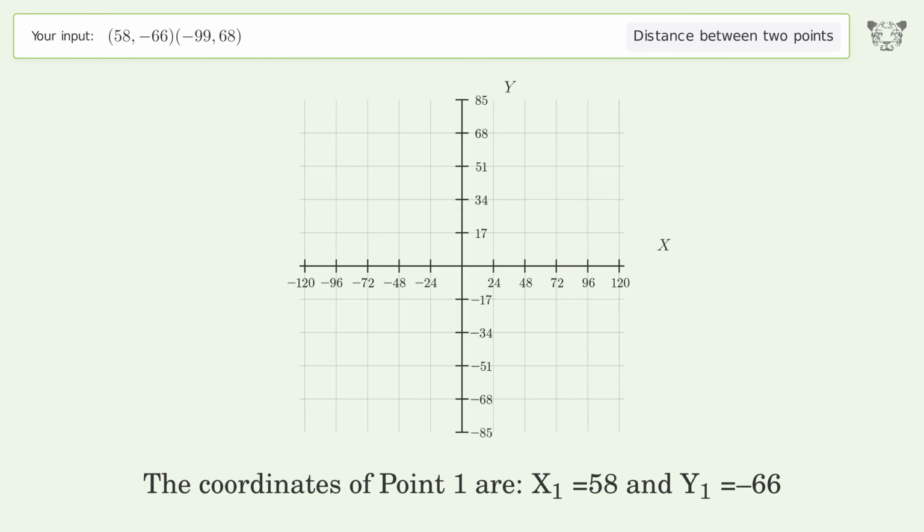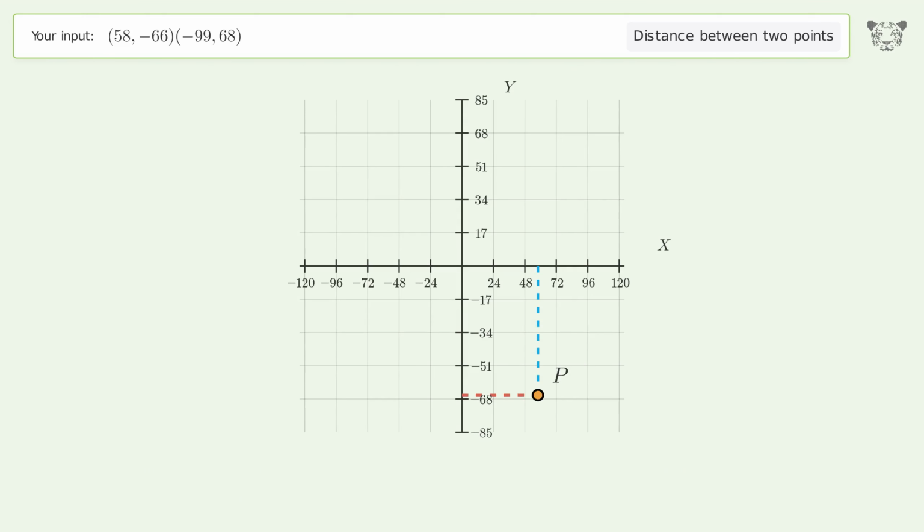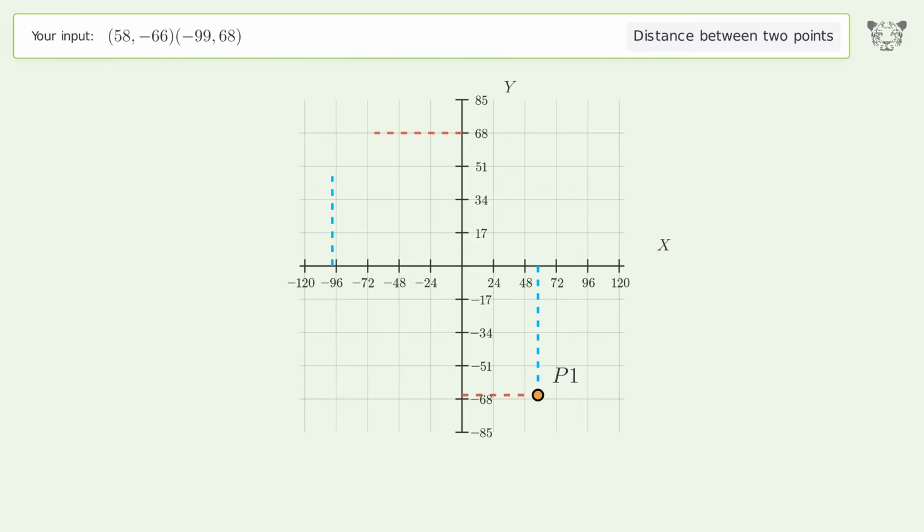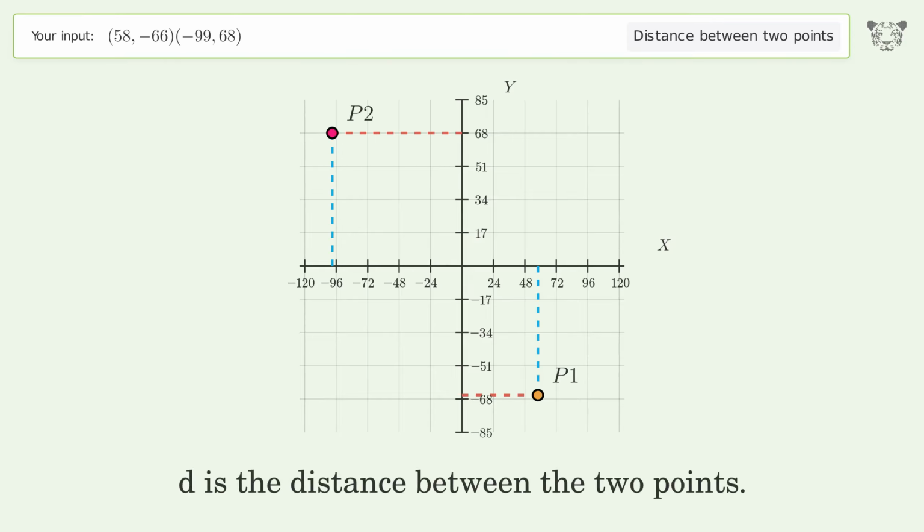The coordinates of point 1 are x1 equals 58 and y1 equals -66. The coordinates of point 2 are x2 equals -99 and y2 equals 68. D is the distance between the 2 points.